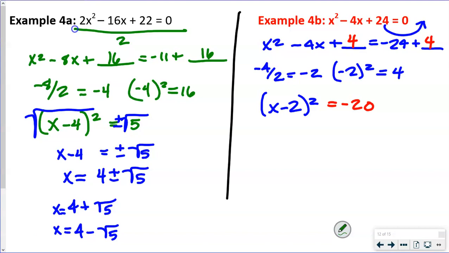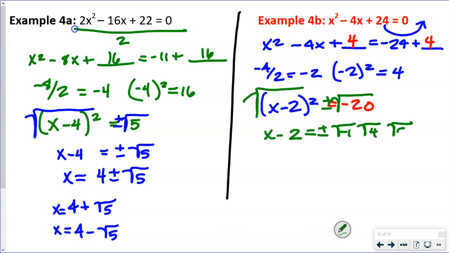So now we're going to take our square root again of both sides. Now this time this should look really familiar because now we have a negative underneath the radical, which means that when we factor this, which is what I'm going to do next, plus or minus the square root of negative 1 times the square root of 4 times the square root of 5, because 4 is the perfect square factor of 20, right? So that's going to be x minus 2 equals plus or minus, this ends up being i and this ends up being 2, so it's going to be 2i square root of 5.